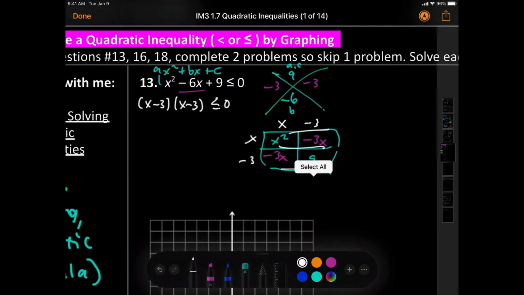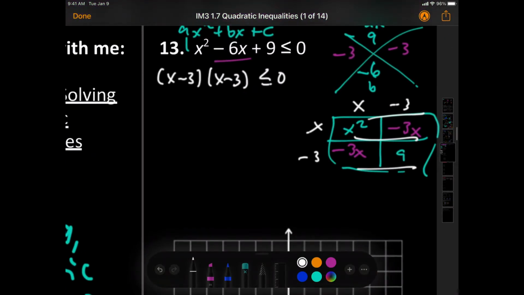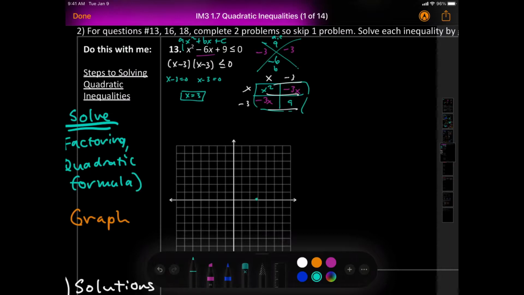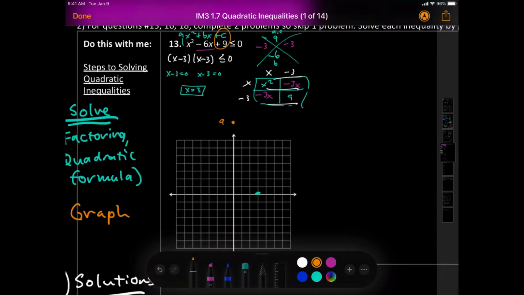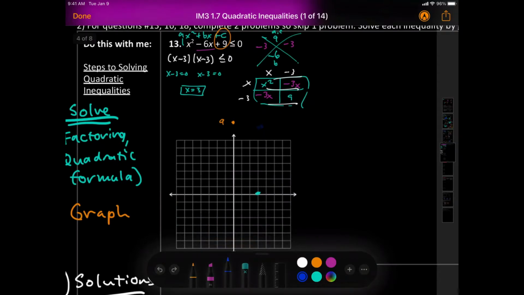Okay, at this point, so what have we done so far? We're solving. And forget the inequality sign, just pretend it's an equal sign, and let's just set them both equal to 0. And when you solve it, you'll get x equals 3. Okay, so if I put a dot here at x equals 3, I have the y-intercept at 9, something like that. And I'm going to put a, whoops, too thick. There's my axis of symmetry.